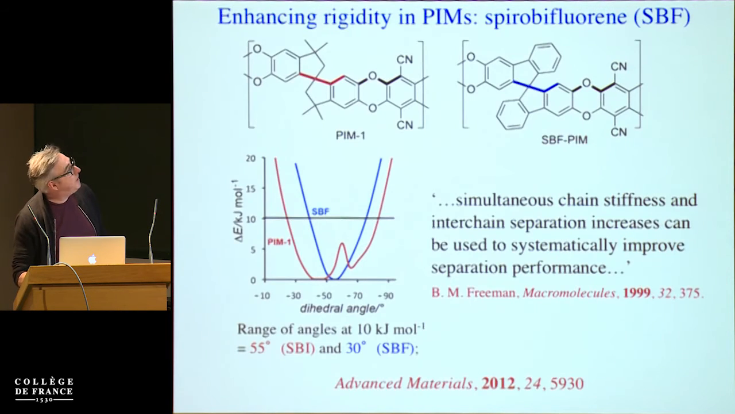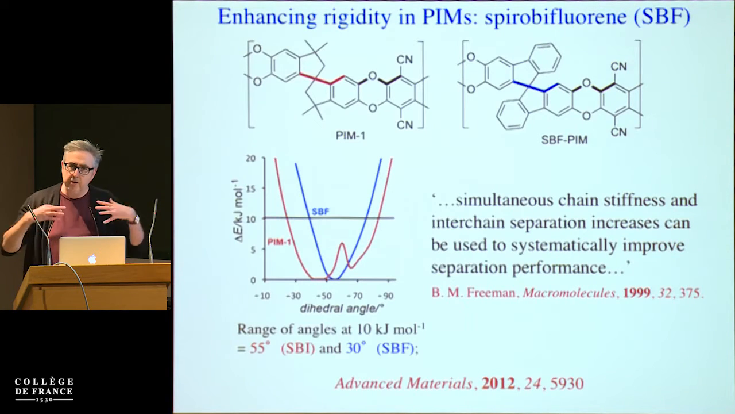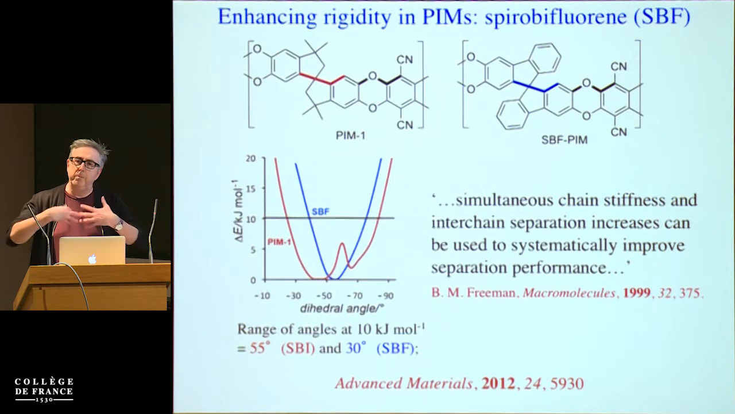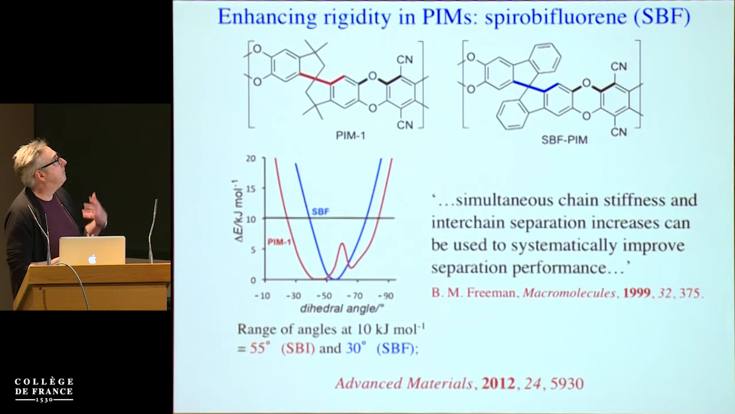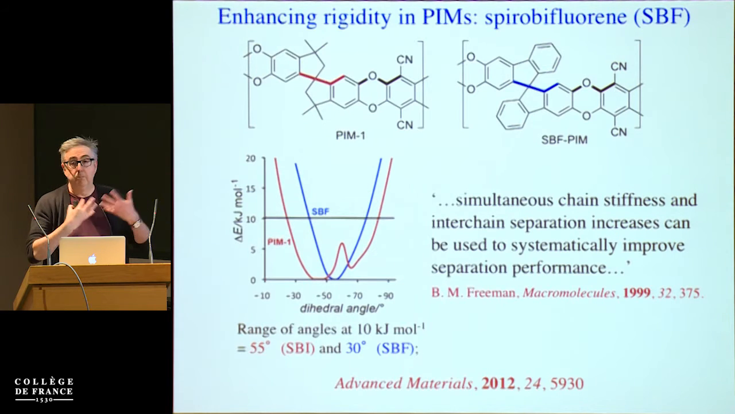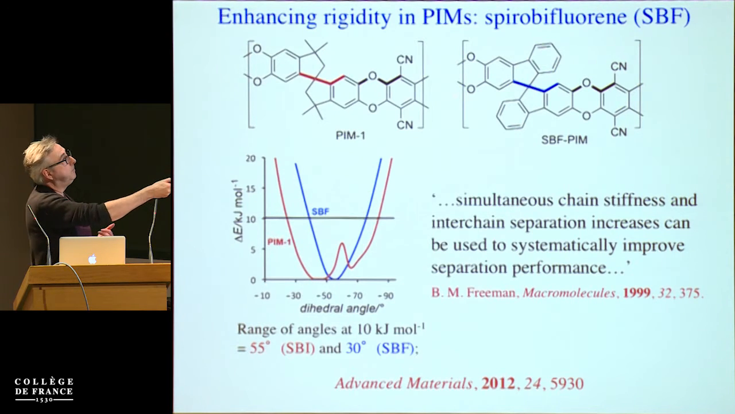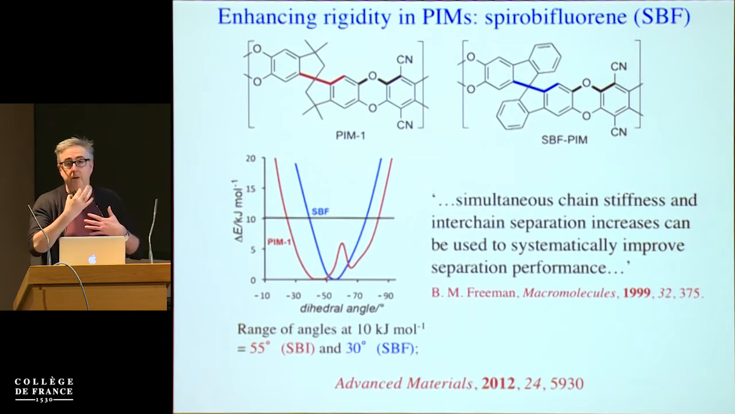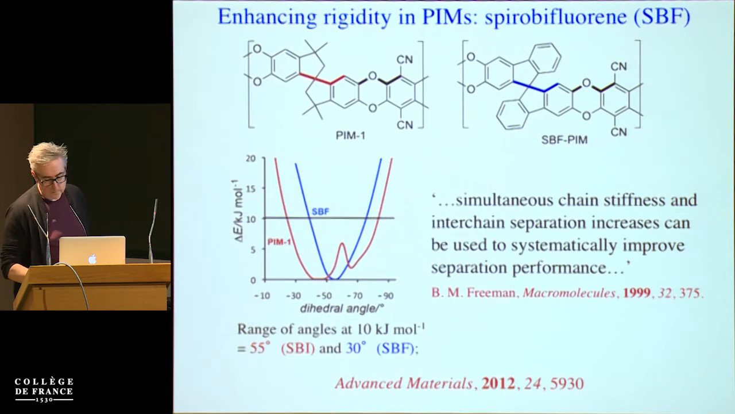So we sort of went back to basics and started doing some molecular modelling and trying to devise monomers that would give much more rigid polymers. And the first simple idea that we came upon was to fuse benzene rings to PIM1 at these points, so we get what's known as a spirobifluorene polymer, and you can model this and you get a much more rigid polymer, because the most flexible part of the polymer is around this spiro center here, and if you fuse a ring to it, it becomes much more rigid.